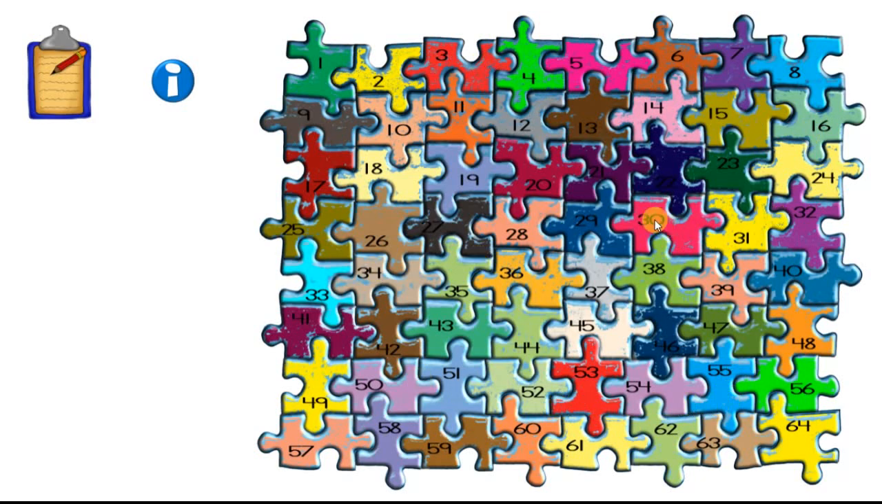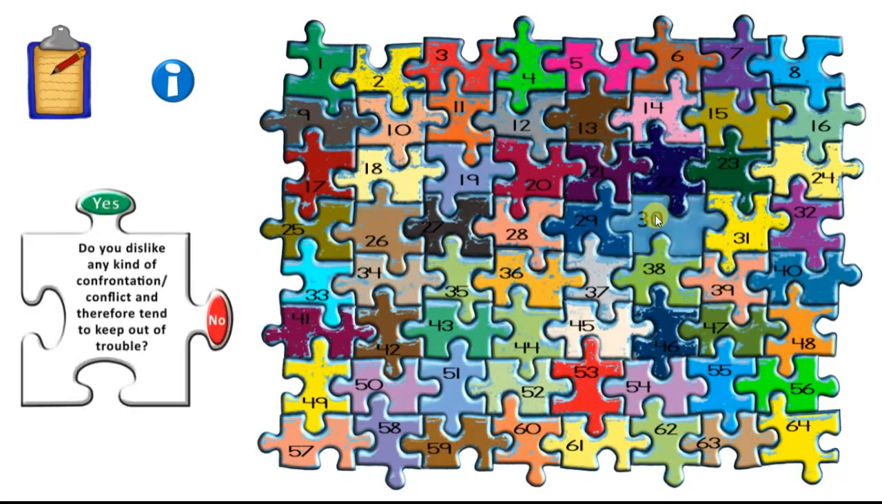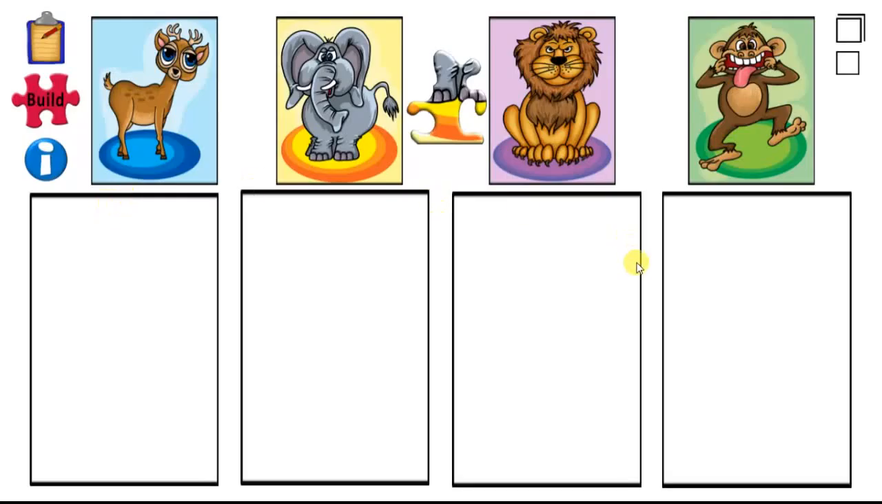Let's say the child chooses number 30 to start with. You click on that puzzle piece and it will open the question here on the left hand side. Now read the question to the child and rephrase it if the child is too young to understand it. And then if the child answers yes, you click on the yes button. That will now give you a puzzle piece here in the middle.